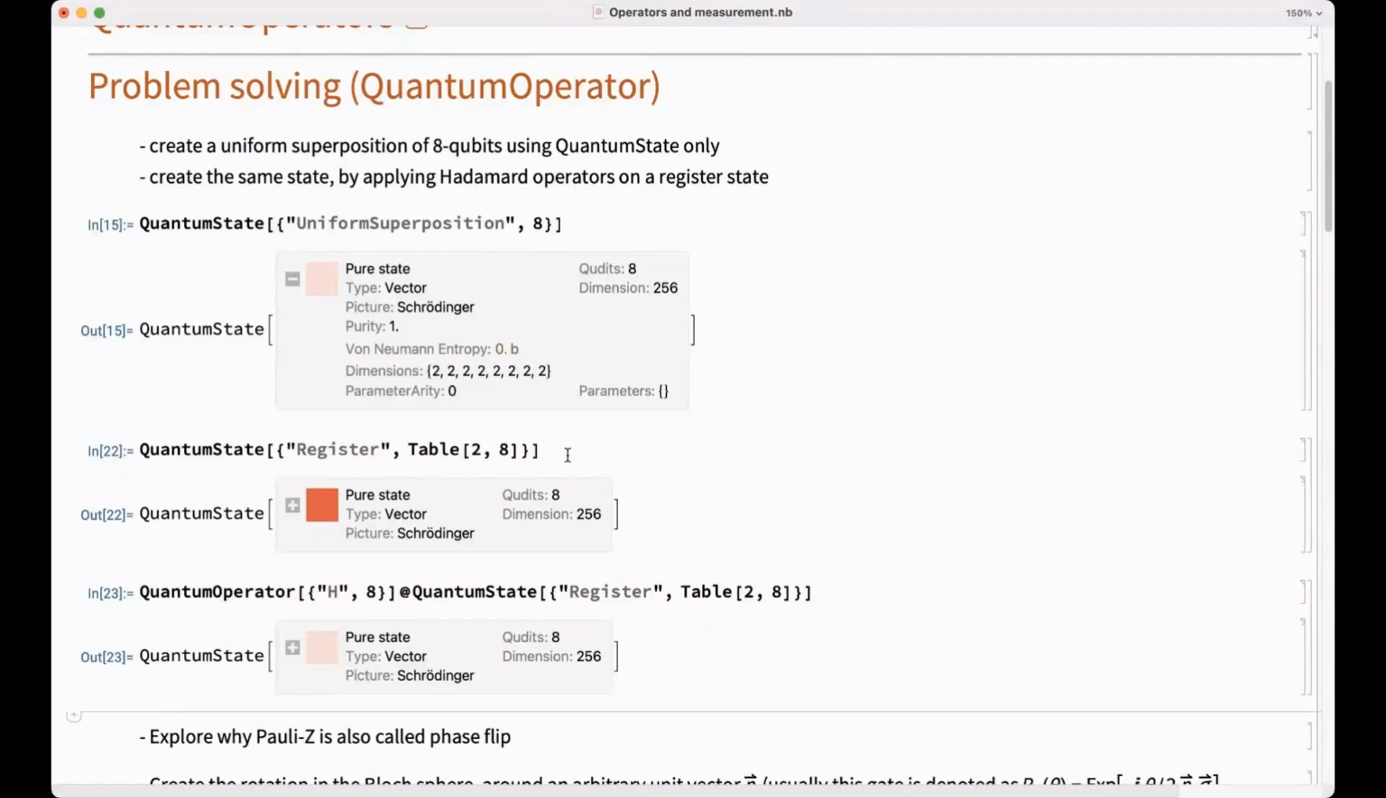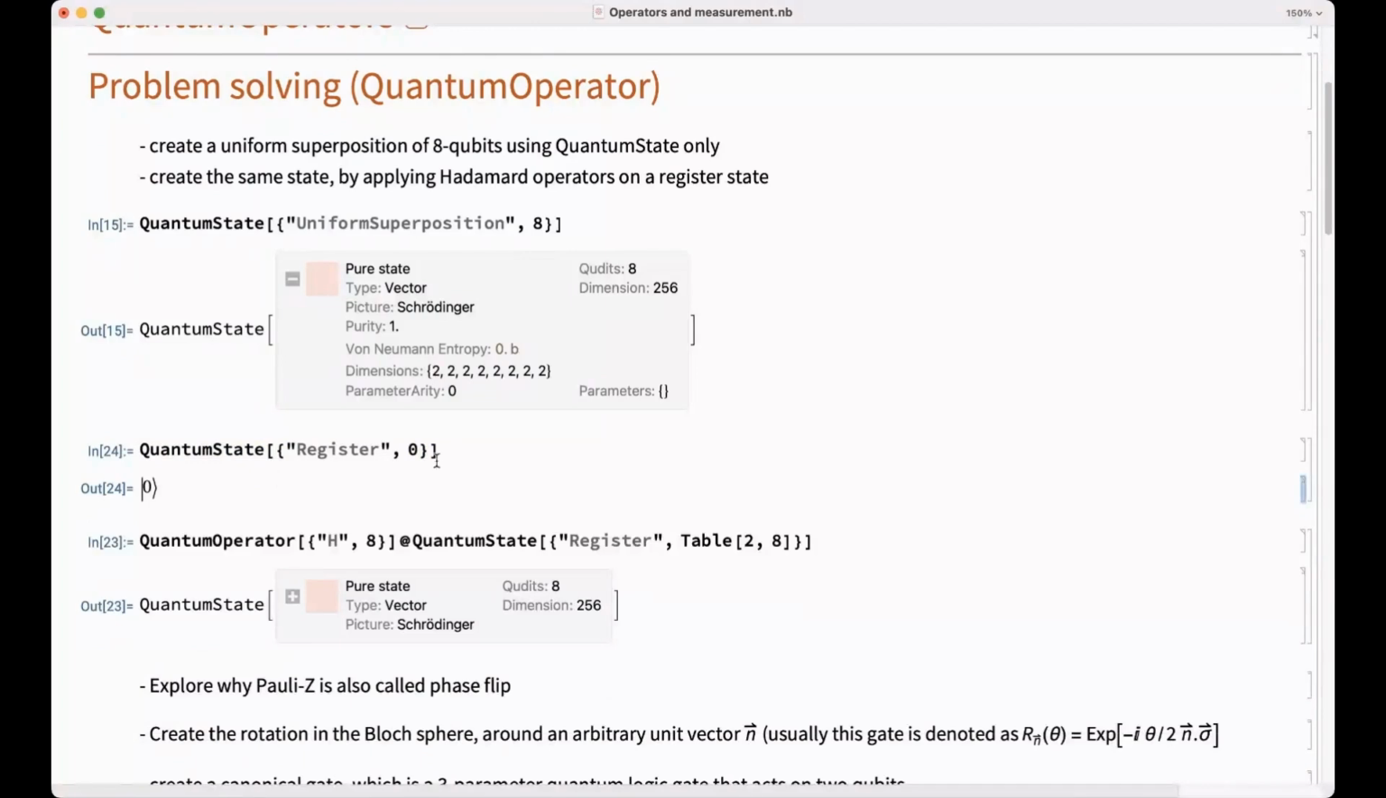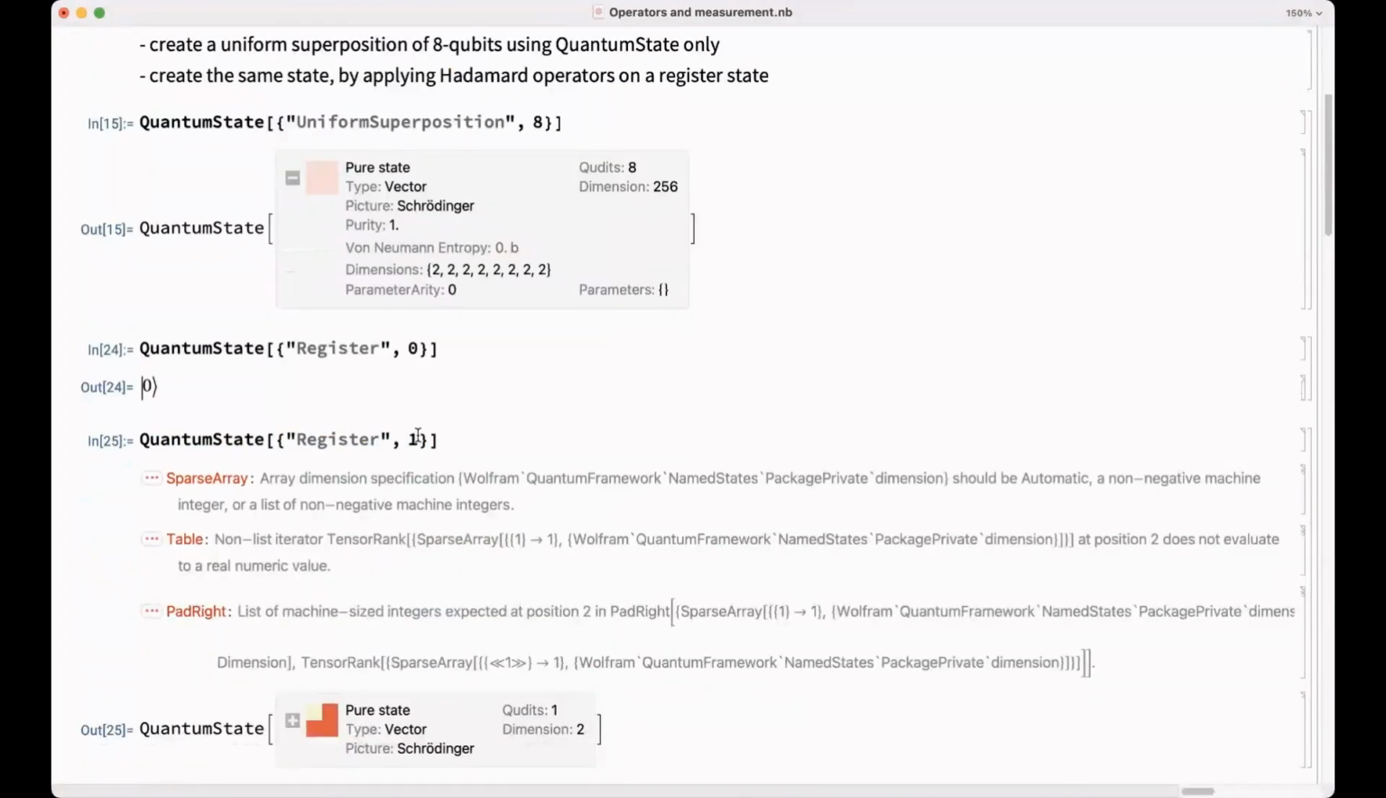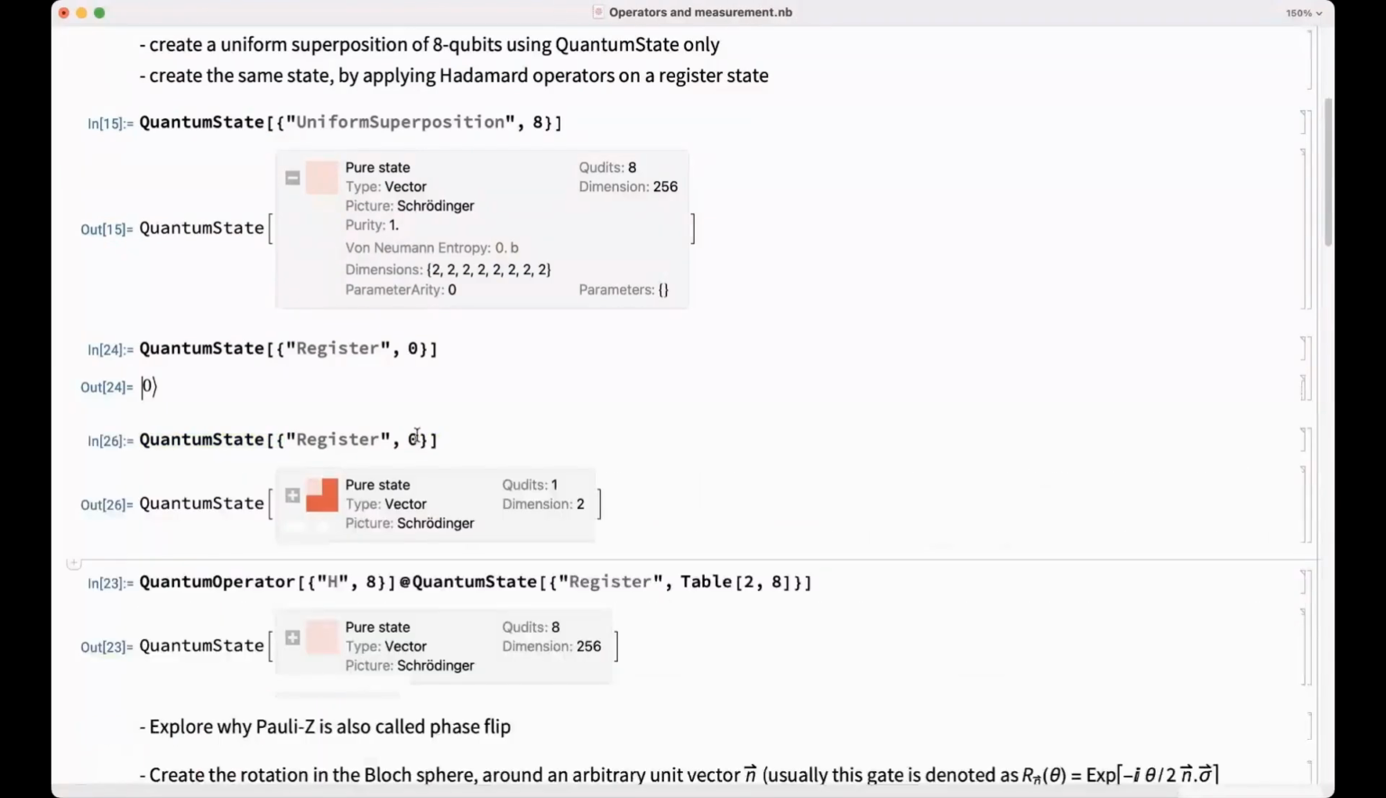What's happening with register state is that the list you give basically tells you the dimension of each of those quantum states. We are saying that all of them have that dimension. It's very odd to have those particular features, but that's what's happening here.